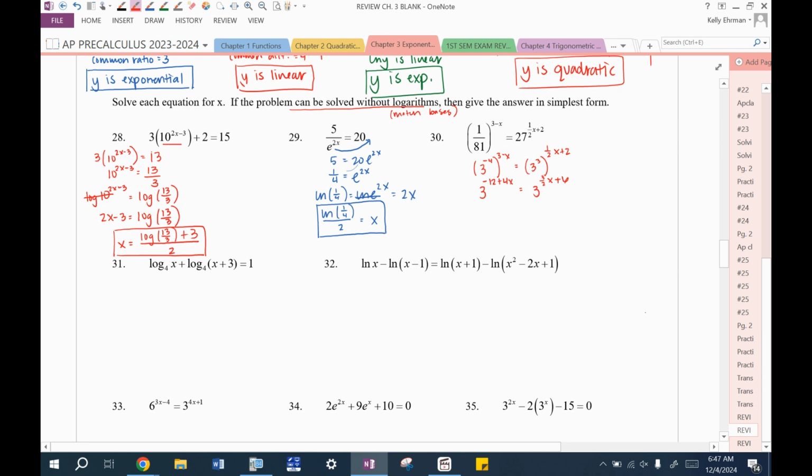If these are both base 3, I don't need the bases. I can just set the exponents equal to each other. Or another way to think of that is you could say you're going to log base 3 both sides. But either way, you get to setting the exponents equal to each other. And then we just need to solve. So if I do 4 minus 1/2, or 8 over 2 minus 3 over 2, I get 5 over 2 x. So then I need to add the 12 over to this side to make 18. To get rid of the 5 over 2, you multiply by 2/5. So x equals 36 over 5.